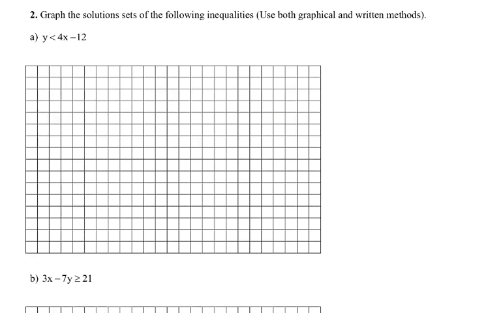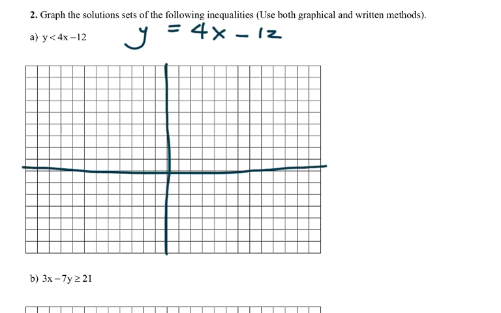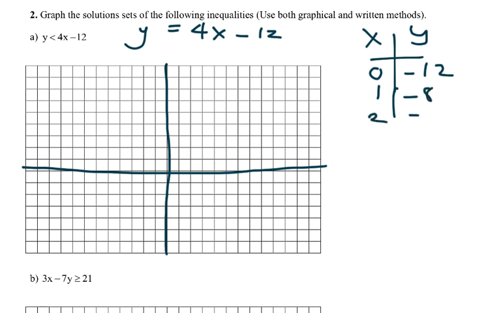So we know the first thing we've got to do is draw the line y equals 4x minus 12. I'm going to use 2 units per square. Now there's loads of ways you can draw this line. You could make a table and plot some values for x and y. So when x is 0, y is minus 12. When x is 1, y is minus 8. When x is 2, y is minus 4. Plot those 3 points, (0, -12), (1, -8), (2, -4), and then draw a straight line.